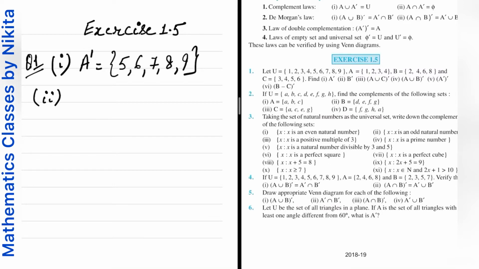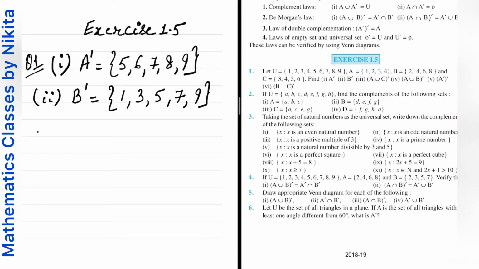Now next we have to find what is B complement. Now the set B, you can see that B is the set of all the even numbers from the set U. So B complement will be the set of all odd numbers from the set U, because universal set you have to keep in mind. So therefore B complement will be 1 3 5 7 and 9.